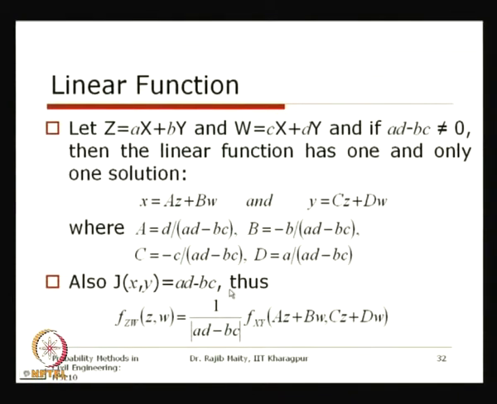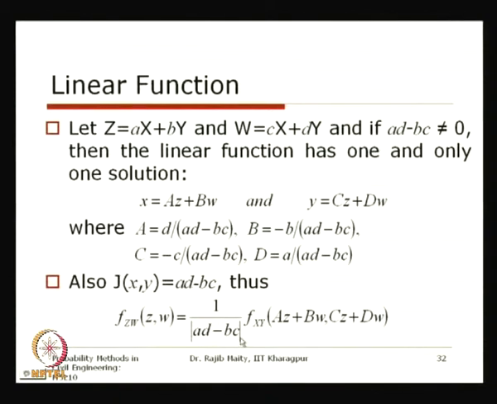So this is the joint density of Z and W, which equals 1 by |AD minus BC| times f_XY(az plus bw, cz plus dw). Remember here we are using the Jacobian of XY. You can use the Jacobian of ZW also, depending on where you are putting it. This is the 1 by the Jacobian that we are using.